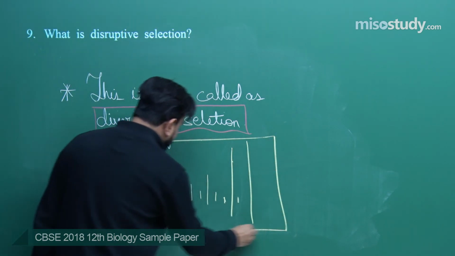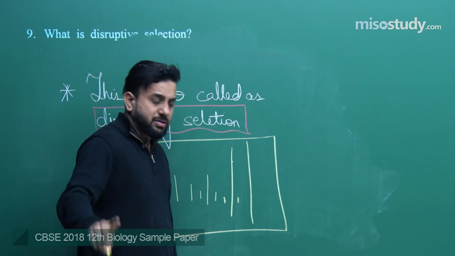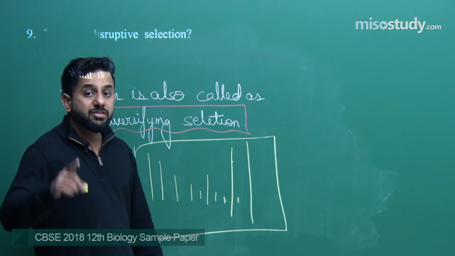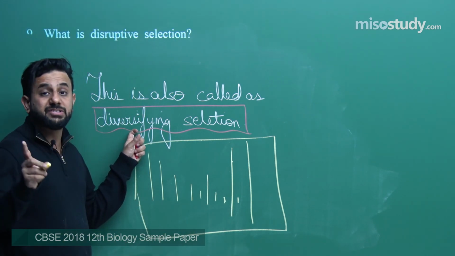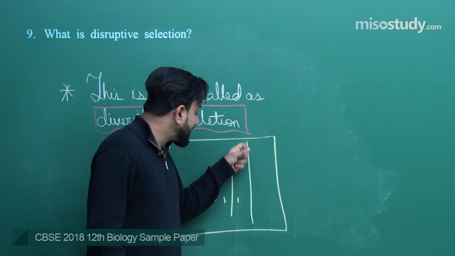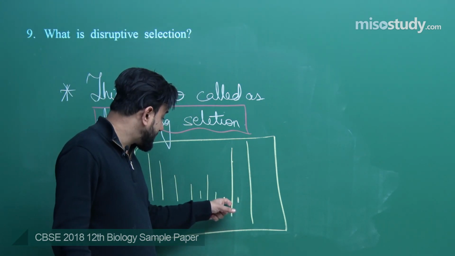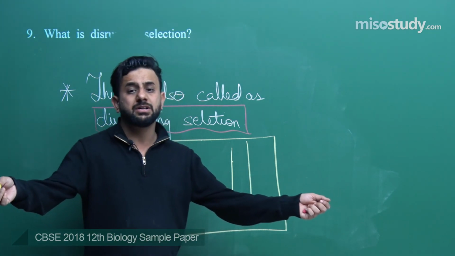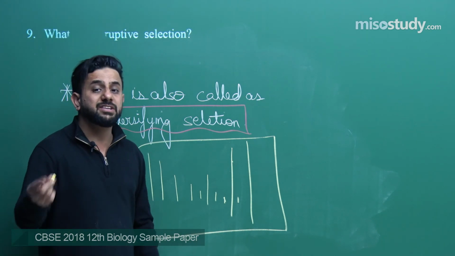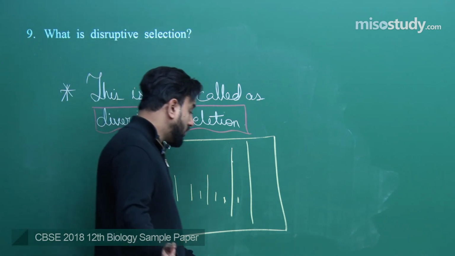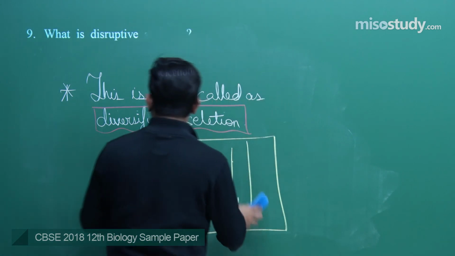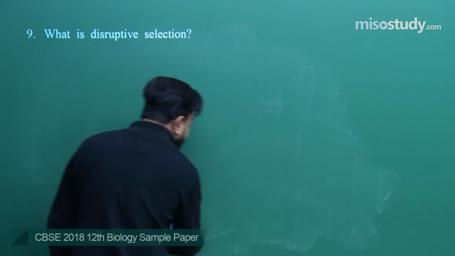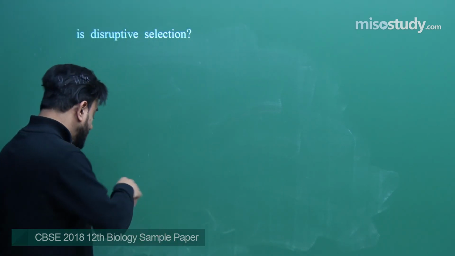One trait having different variations, right? So many variations. These are mediocre forms. This is the tallest, this is the smallest. So this selection will take diversified forms. That means it will take the tallest, and it will take the smallest. So it is taking the extremes of the trait and not intermediate forms, and this is the diversifying selection or disruptive selection. So we can write this. You have understood.